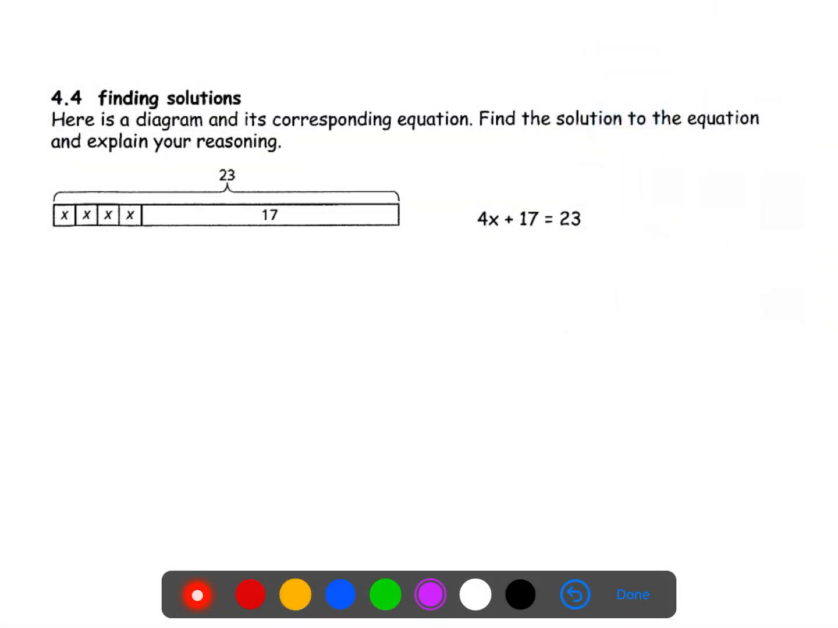All right, finally, we've got a tape diagram. We're going to find the solution to the equation and explain our reasoning. So, looking here, I kind of like solving them with the tape diagrams because we can just see that we need to eliminate this part of the diagram that we know. In an equation, what we would do is the inverse of adding 17 and balance each side so that that cancels out, and we're going to cancel 17 of the 23. 23 minus 17 leaves me with 6.